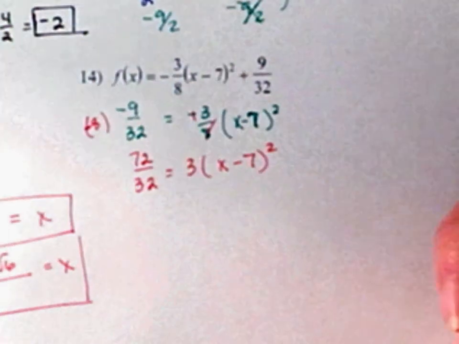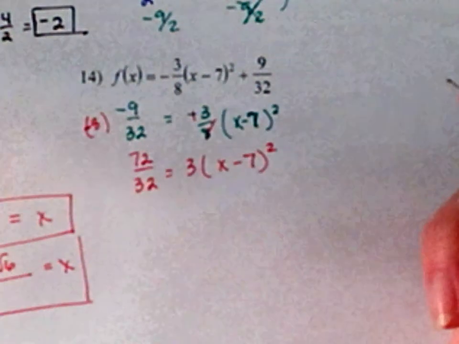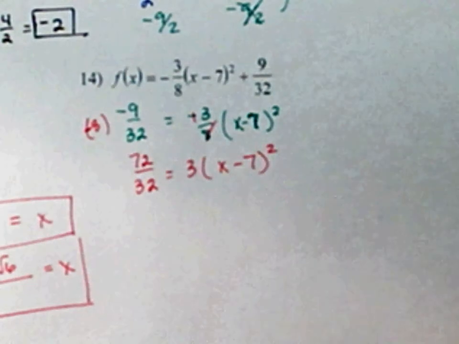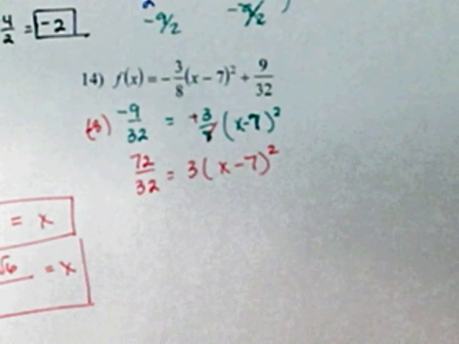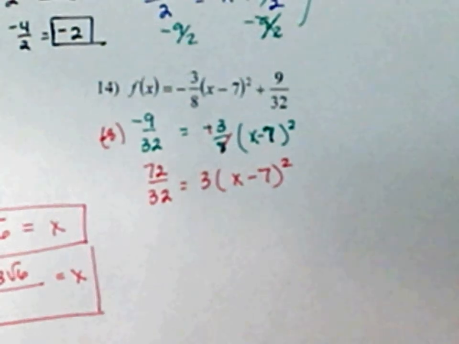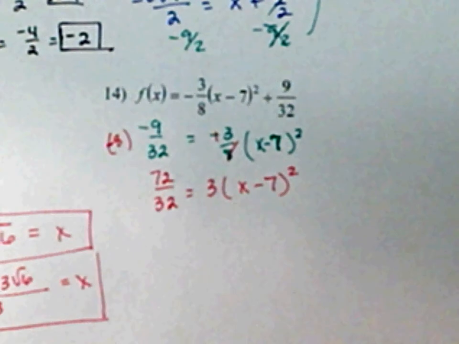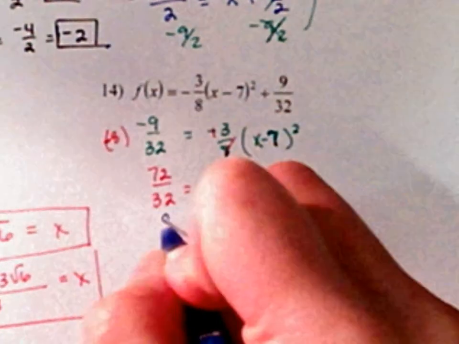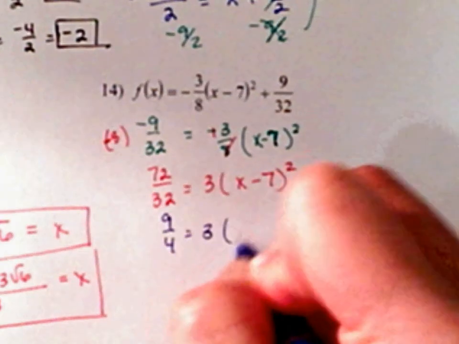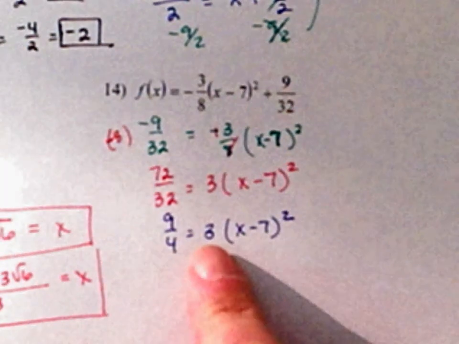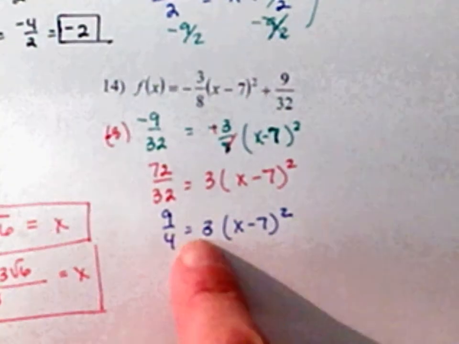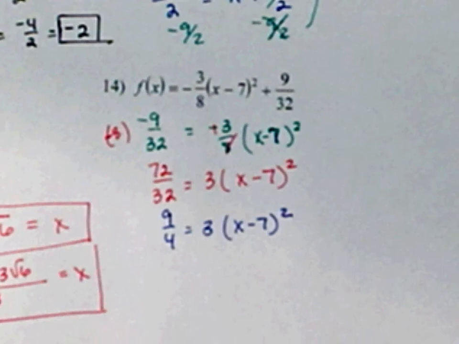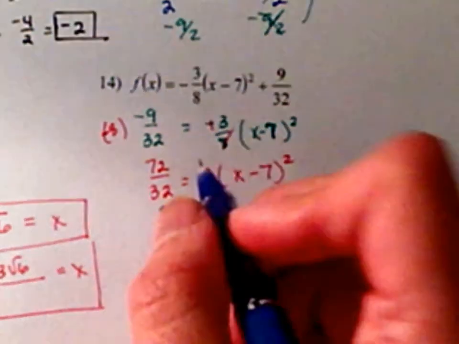By the way, I could have taken care of that at the same time, but I'm going to keep doing the steps that I've been showing you guys. Okay? And 72 divided by 32 leaves you 9 over 4 equals 3 times (x minus 7) squared. Do not distribute that 3. Okay? So, what is opposite of 3 times something? Well, you divide. So, divide both sides by 3.